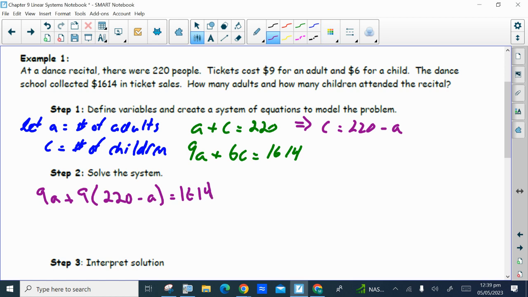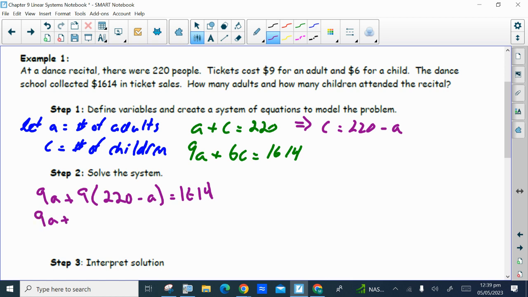This is why it's called the method of substitution. You're going to substitute for C in the second equation what we found C to equal from the first. And by doing that, now we have an equation that no longer has two variables. It only has one variable, the variable A. We can solve for A.